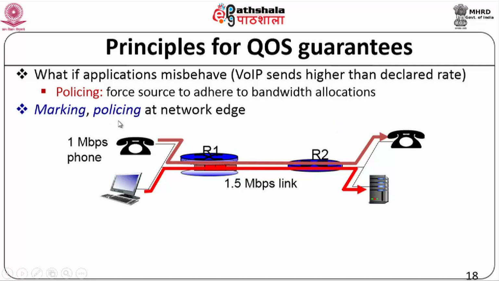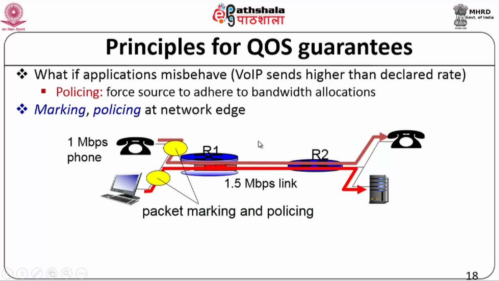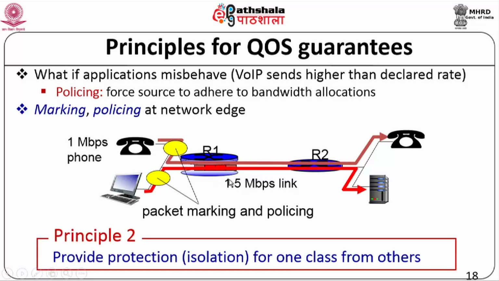So we need marking and policing at the network edge, so that when packets reach the core router they can be checked and sent appropriately. At the edge, I need to do some kind of packet marking and packet policing so that I am able to regulate the flow of data and identify the different flows of data. So the second principle that we need to look at is that you need to protect, or isolate, one class from the other classes. That is another thing that needs to be done.